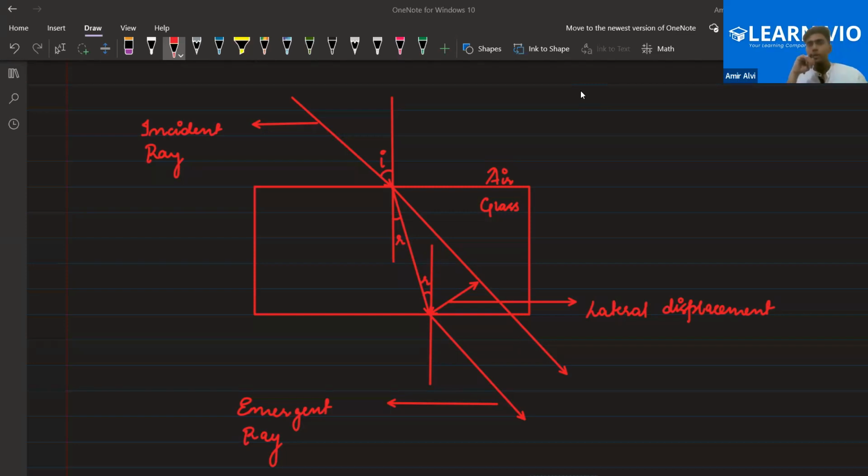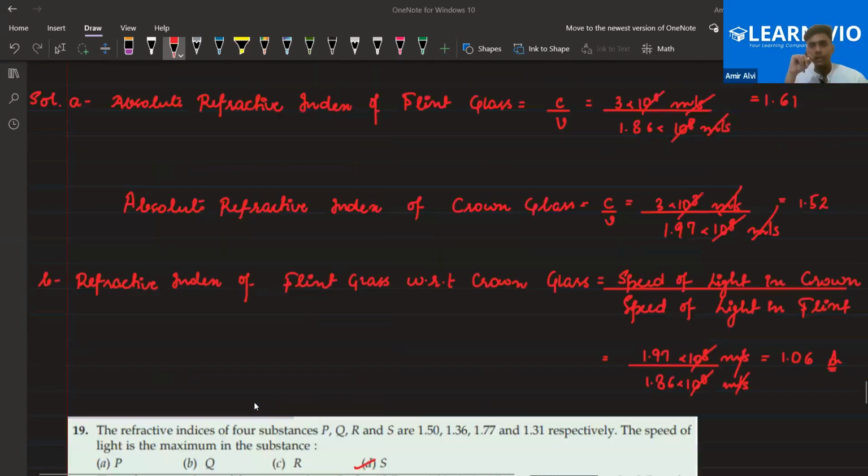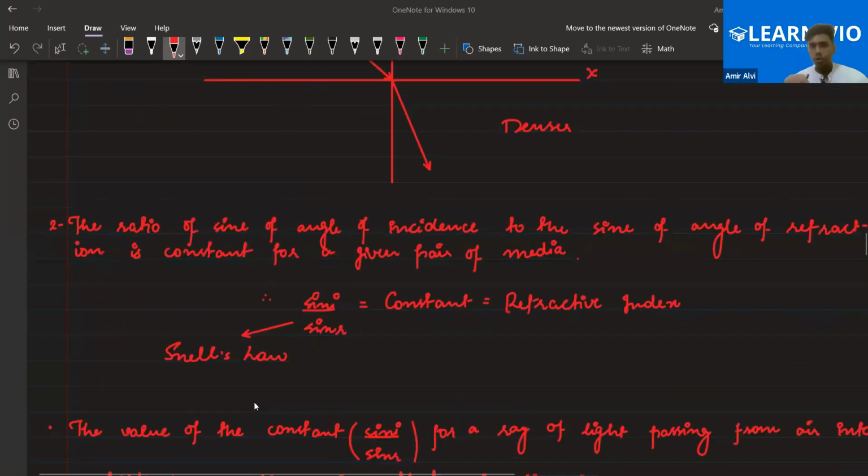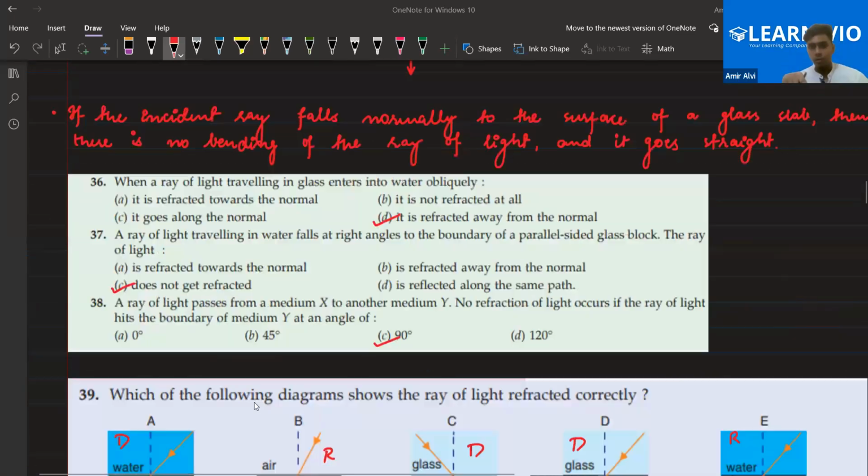Okay? So this is the incident ray. This is the emergent ray. And the perpendicular distance between them is the lateral displacement. Clear, kids? So this is the ray diagram involved in it. The ray diagram is drawn in the PDF as well.